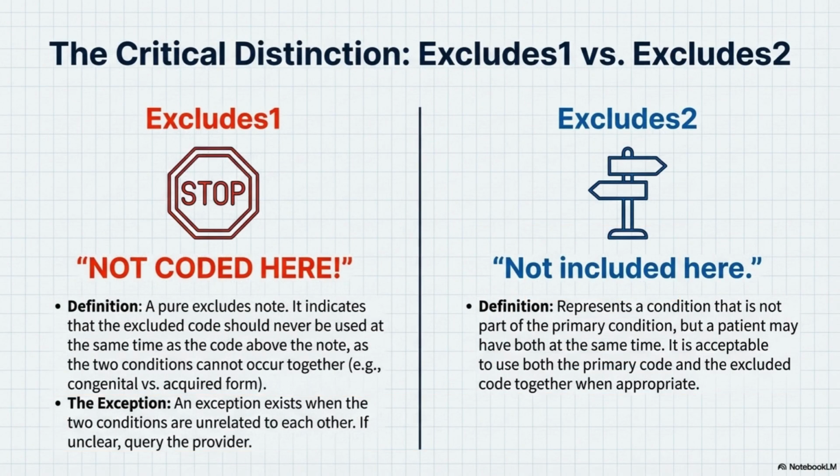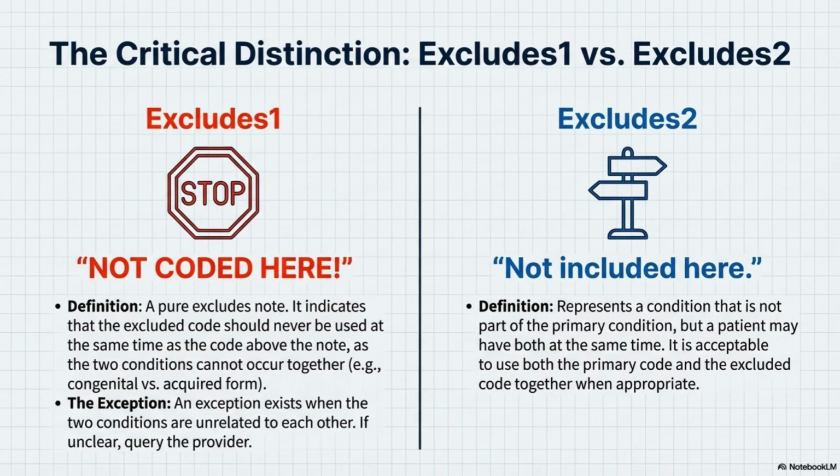In ICD-10-CM, excludes notes play a critical role in guiding accurate code assignment. Excludes 1 means, not coded here. It represents a pure exclusion, indicating that the 2 conditions cannot occur together. The only exception is when the documentation clearly shows the conditions are unrelated.